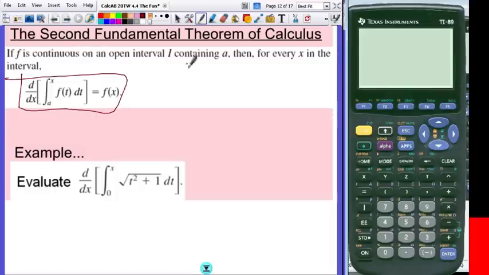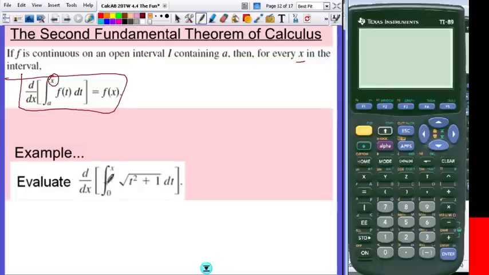If f is continuous on the open interval I containing a, then for every x in the interval, you have the derivative of the integral of f of t from a to x equals f of x. So notice the thing here. I don't have two numbers. a and b are not numbers. I have x at the top, a variable. And when you're taking the derivative of a definite integral of some function, basically you can just plug in this x for the function. All right?